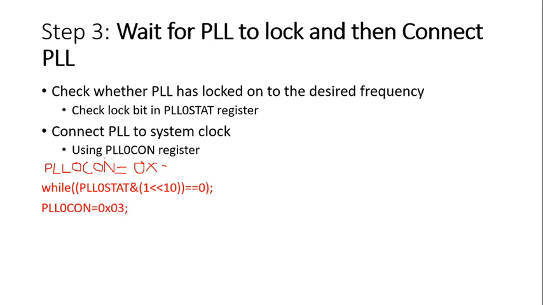Then you have to wait for the status register lock bit to be equal to 1. If it continues to be 0, you will be in a repeating loop. You will not come out of this cycle. And when it becomes 1, you will go to the next part. So you are making it 3, which means you are connecting it to the other system blocks. First we enable it, then you wait for the locking period, and then you connect it.